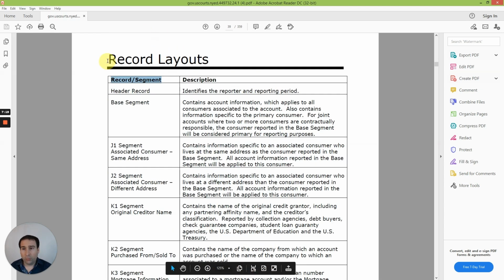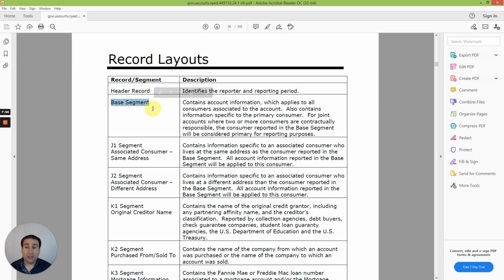So your record layouts. What is a record? You know, a computer, a data record, like when you pull up your contact card, like let's say in Outlook, and you pull up somebody's contact, that is a record, right? A record is a piece of information on something specific. So how are the computer records laid out with their format? As we had pointed out originally when we went over the table of contents, you've got the header record. This identifies the reporter and the reporting period, so that basically the data furnisher and the time being reported.